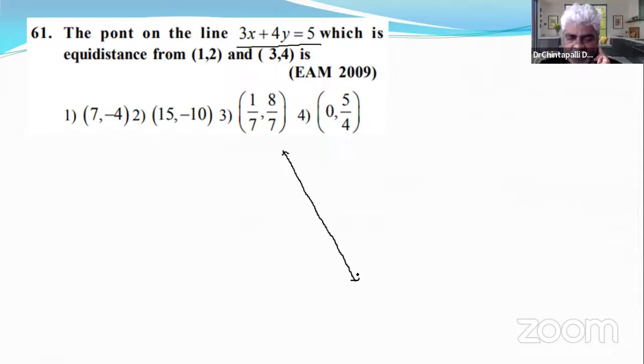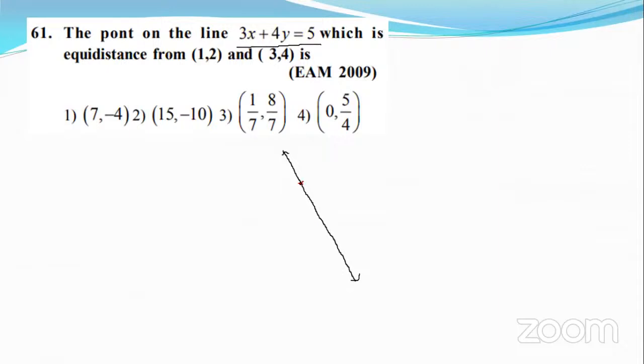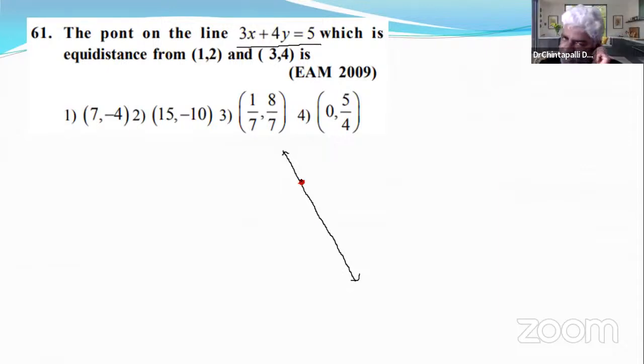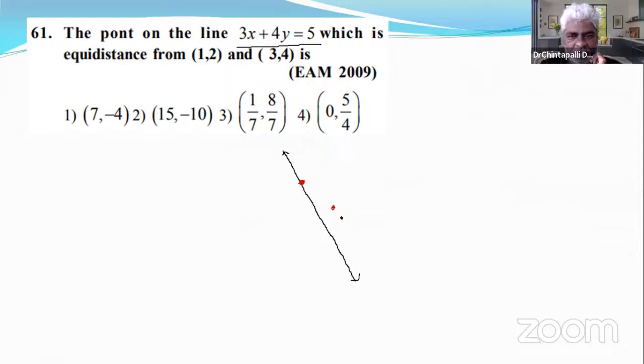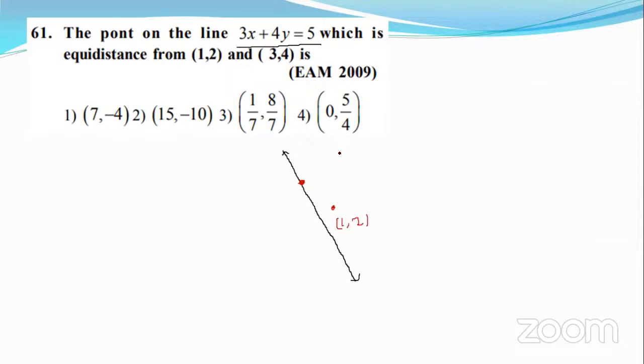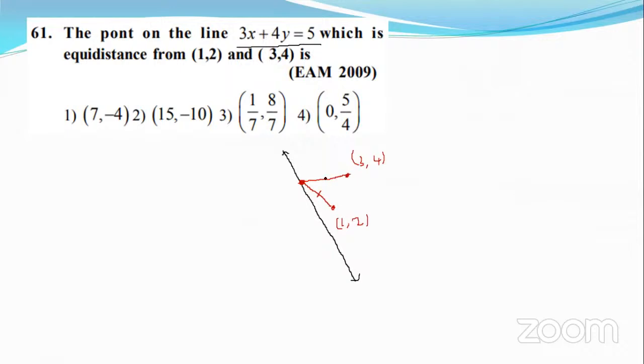There is a point on this line. For example, let this point be this. The nature of the property of this point is that its distance is the same from (1, 2) and (3, 4). It may be (1, 2), it may be (3, 4). Both the distances are the same, right?